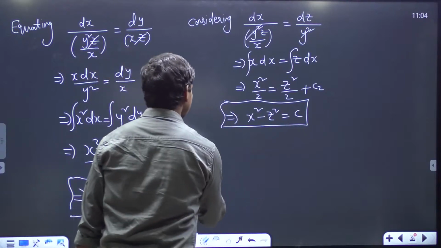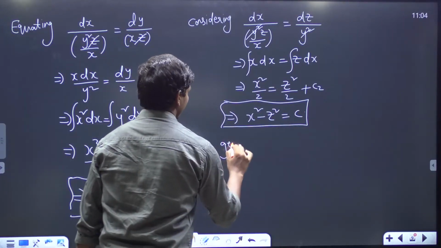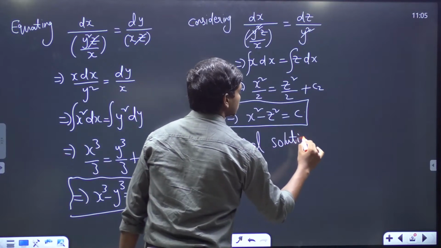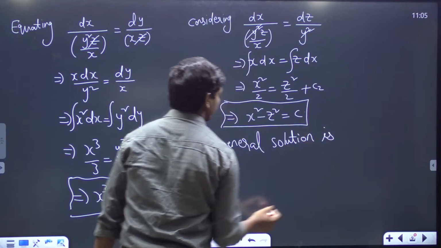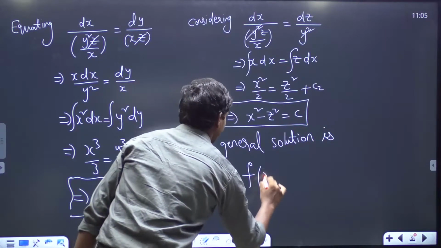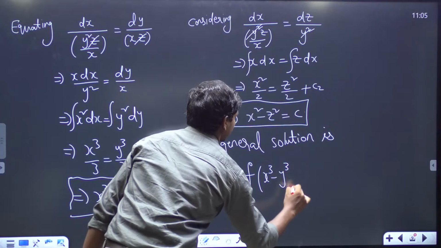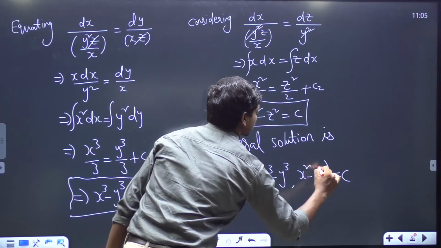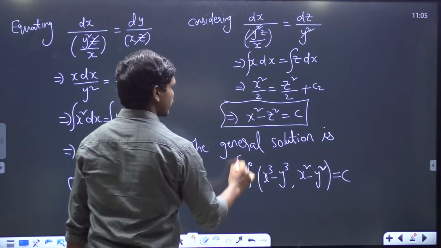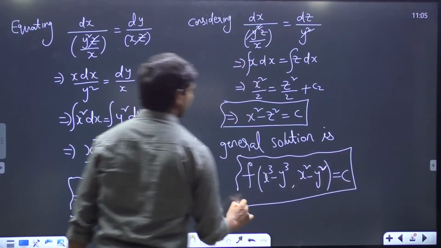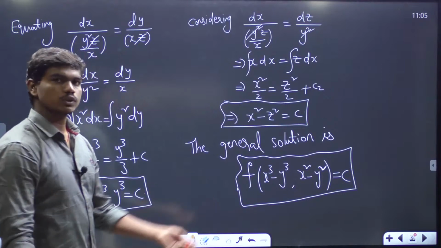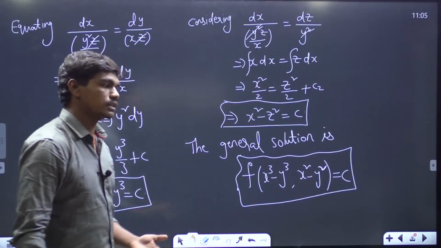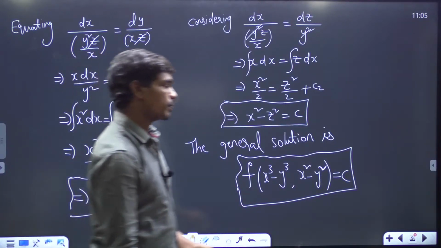So we'll write the general solution as some function f of x cube minus y cube comma x square minus z square is equal to constant. Okay, so in general you can choose any two sets of equations, and that's why solutions can't be unique. But this is one way how we solve partial differential equations in general to obtain general solutions of them. Okay.